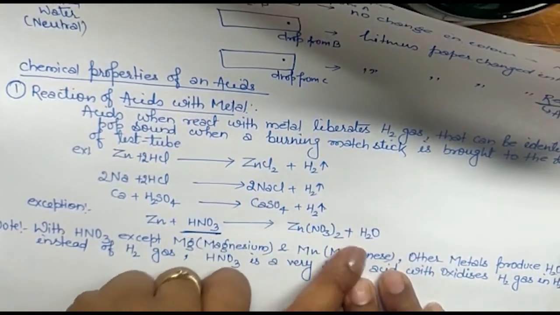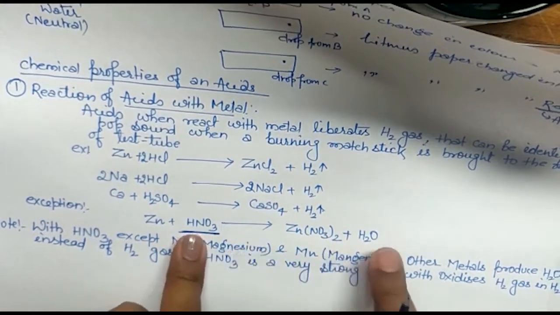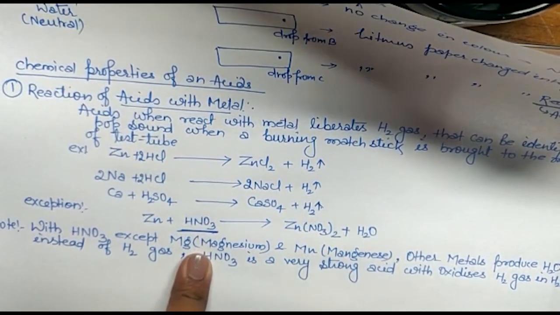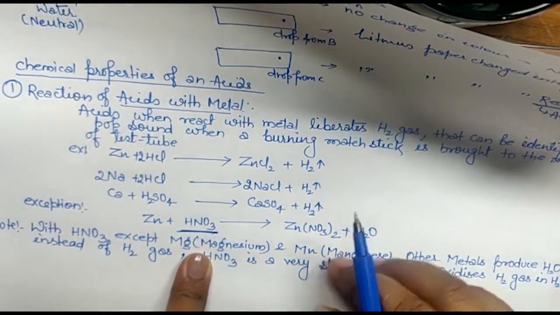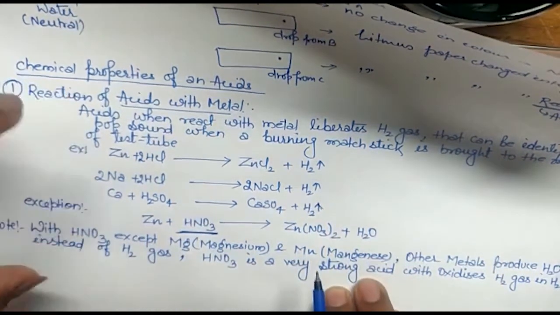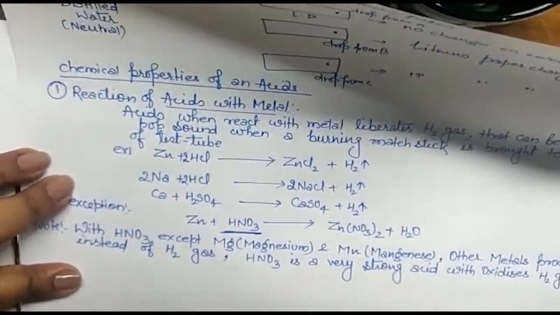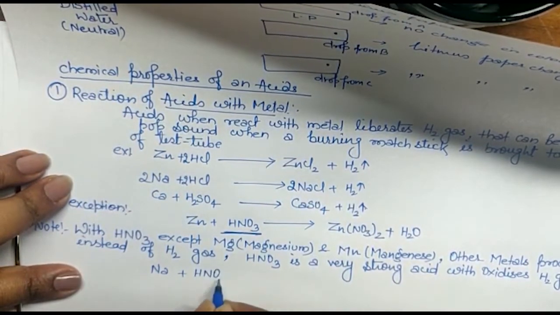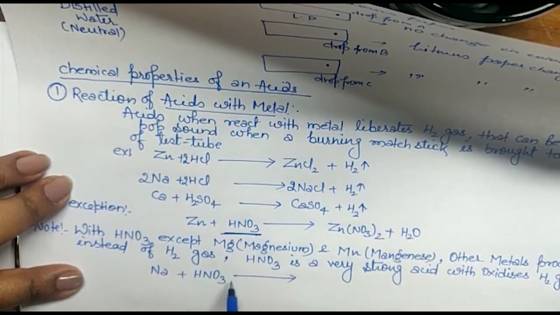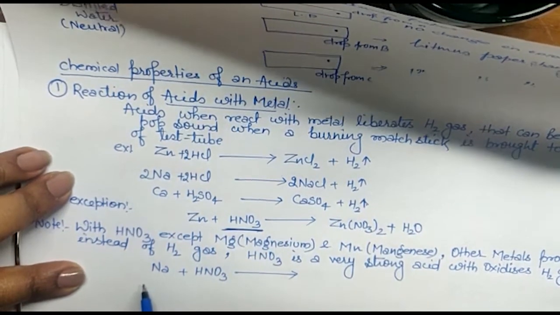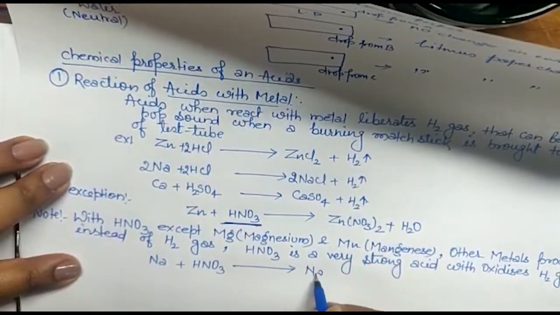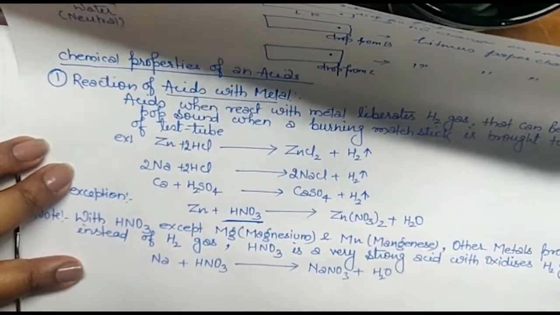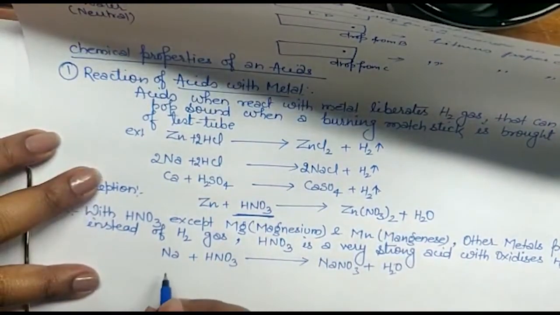So if we do this reaction with any other metal, it will give you H2O, except manganese and magnesium. They will liberate H2 gas only. Okay, so this is a very important point you should keep in your mind. Like if we do this reaction with Na plus HNO3, then also what it will do? HNO3 is a strong acid and this is not manganese, this is not magnesium, so it will form NaNO3 and H2O. Got it? Clear?